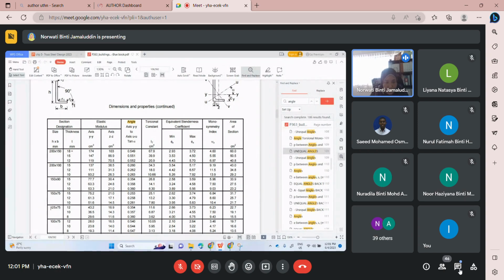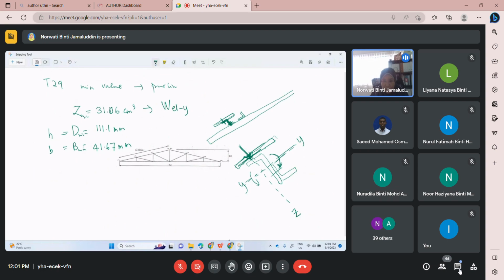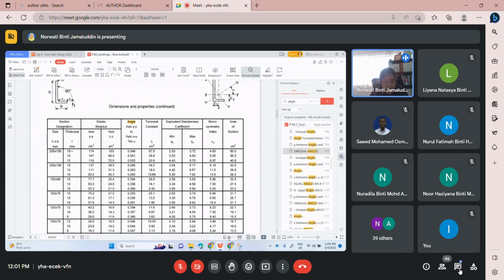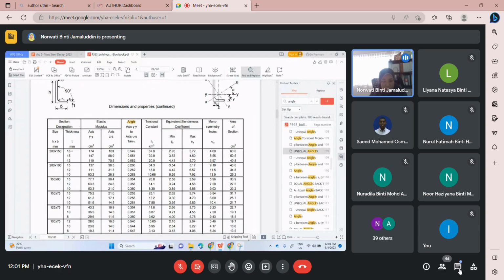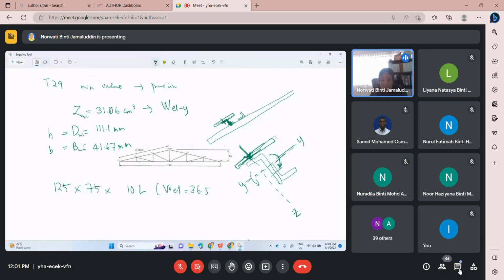36.5 for size 125 times 75 times 10 mm thickness, with W_el equal to 36.5 centimeter cube, which is slightly bigger than 31.06 centimeter cube. Okay, pass for modulus.